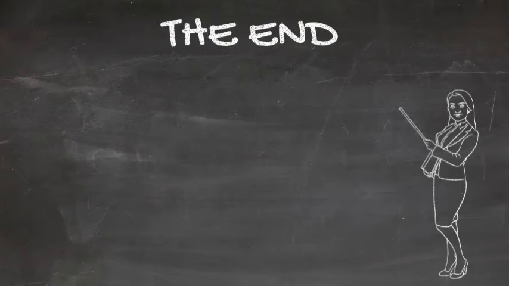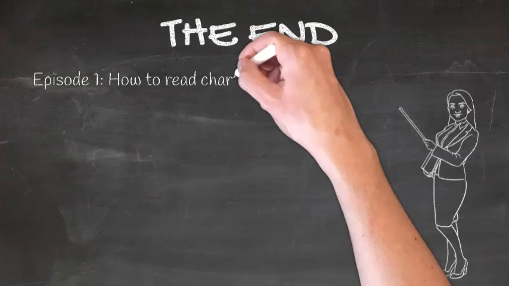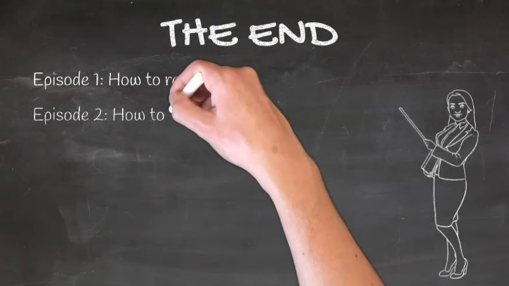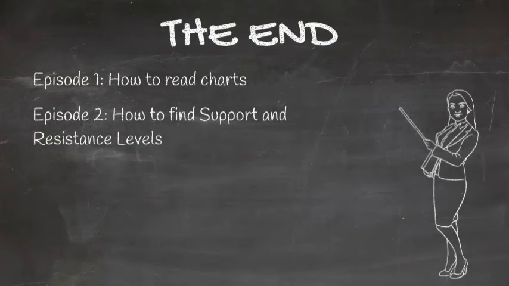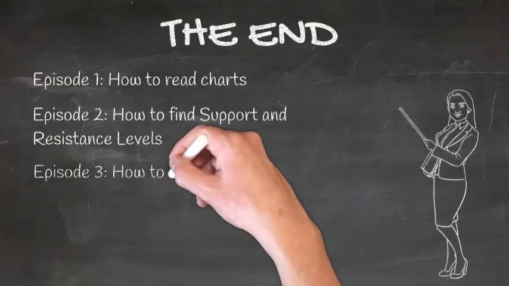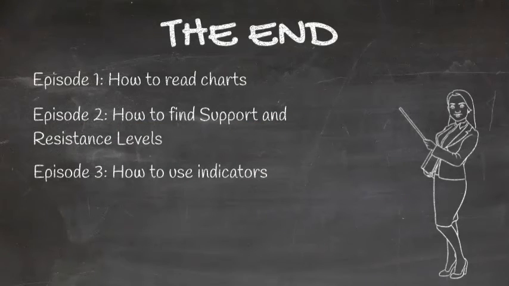And all things come to an end, so that marks the end of the mini course Tools of the Trade. In this course, we covered a number of things. We covered how to read charts, we covered how to find support and resistance levels, and we covered how to use indicators. Is this enough to make you a consistently profitable trader?